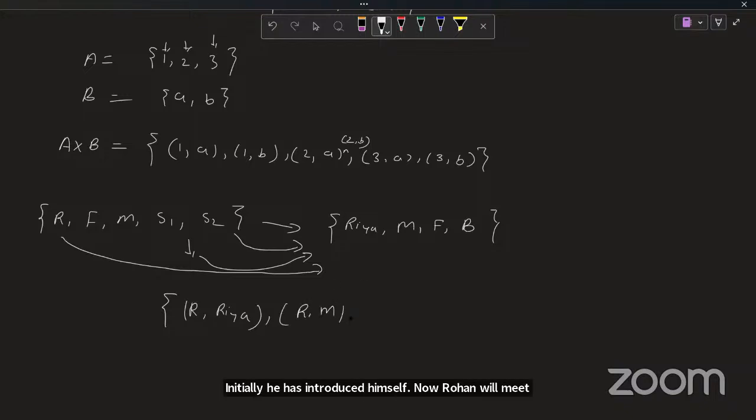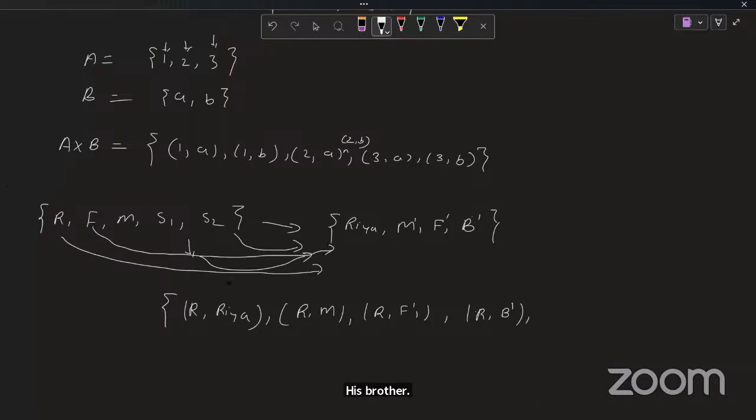Ria's mother, yes. Then Ria's mother. I am taking M prime so that you will not get confused. Then Rohan will meet his father, then his brother. Now Rohan's turn is done. Now his father will go. His father will meet each and everyone.